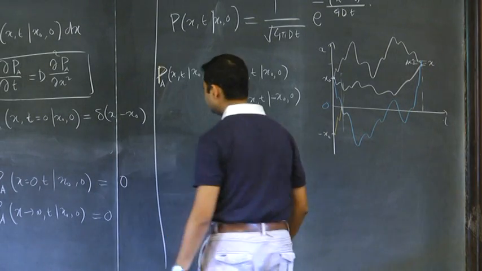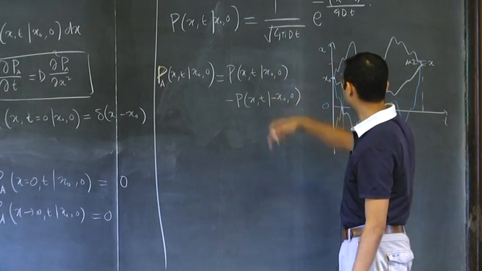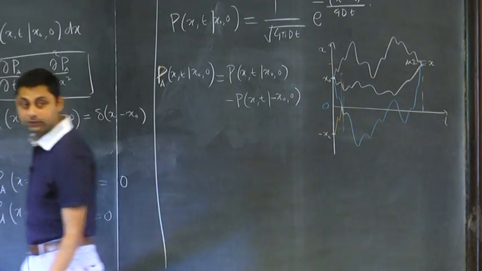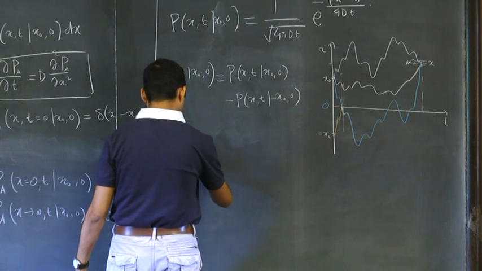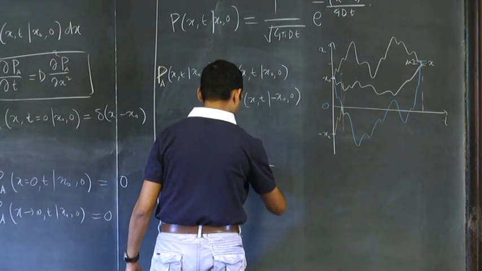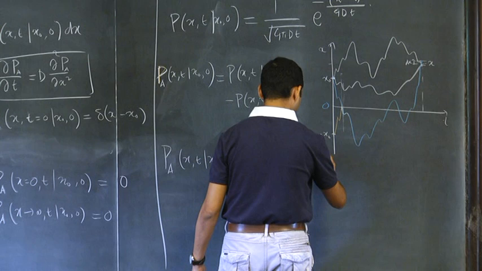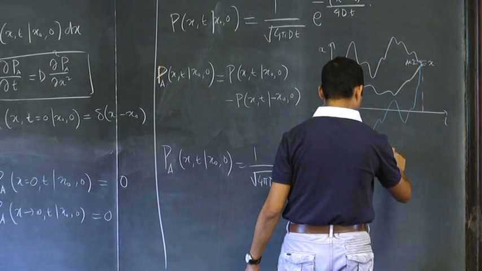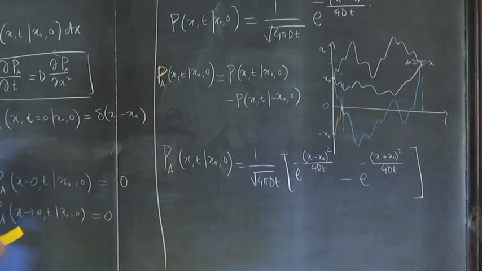For example, if x equals 0, these two are the same, the weight if you go somewhere here, these two are the same. So, this is equal to 0. Of course, when x goes to infinity, this is equal to 0. So, let us write down the solution explicitly. The solution is P_A(x,t|x0,0) equal to 1 by square root of 4 pi Dt, times e to the power minus (x minus x0) whole square by 4Dt, minus e to the power minus (x plus x0) whole square by 4Dt, right. So, that is the solution.